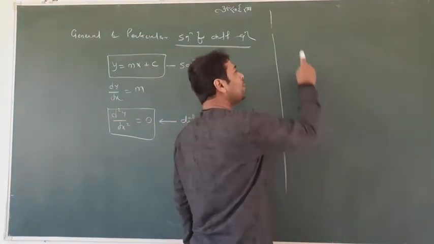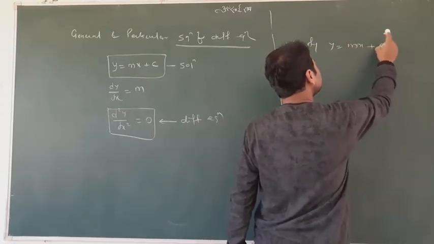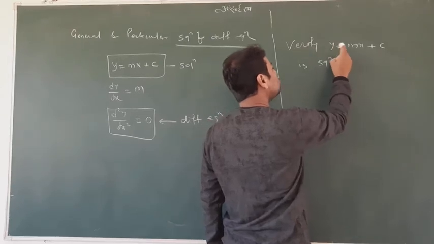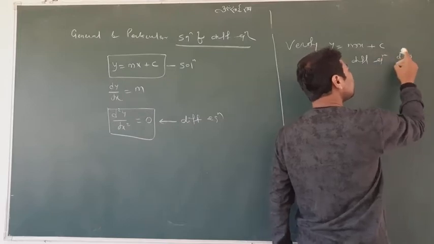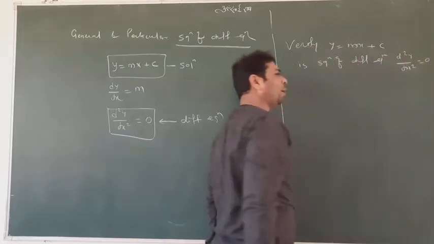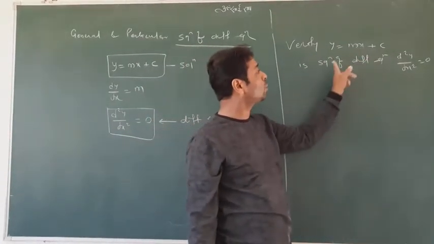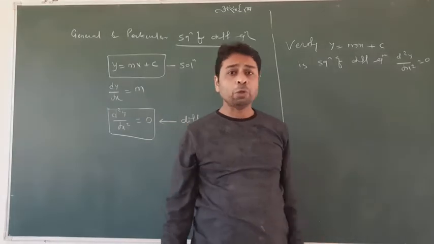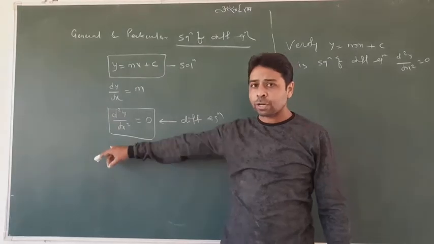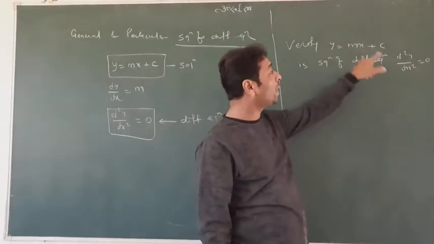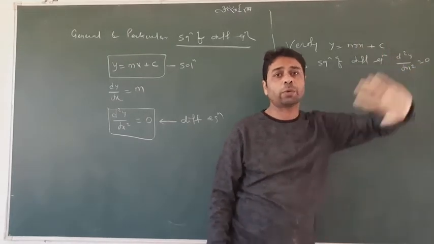Like verify y equal to mx plus c is a solution of the differential equation d square y by dx square equal to 0. This question may come. So what to do? Read the nature of the question. Verify this is a solution of this. We have done the same. You take the equation like that, do differentiation and try to reach the destination. If you get this condition, it means this is the solution of the differential equation. This is the way.